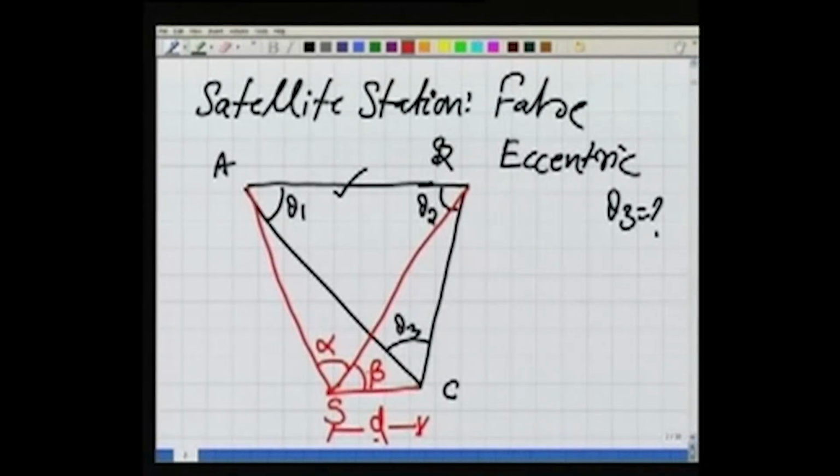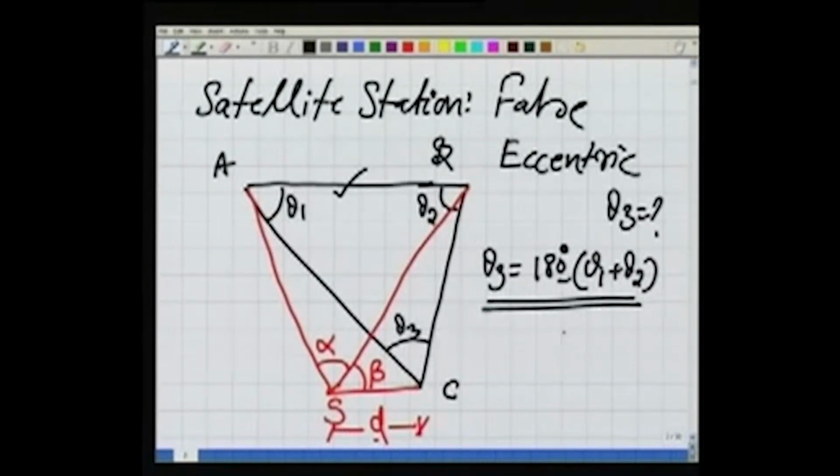Having done this, establishing this S, measuring D, measuring alpha and measuring beta, we are trying to use these alpha, beta and D to determine an independent value of theta 3, which is independent of theta 1 and theta 2. Well, what is the procedure for that? First of all, we will get an approximate of theta 3, which as usual we will find by 180 minus theta 1 plus theta 2. This is the first approximate value of theta 3.